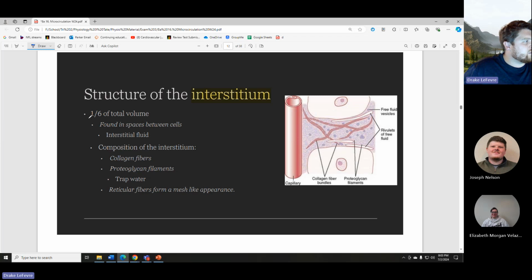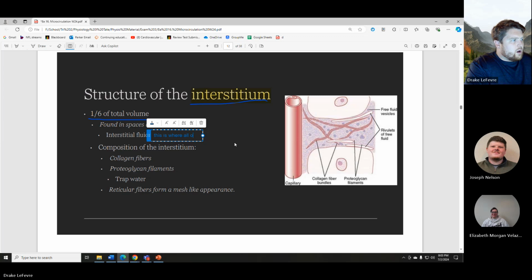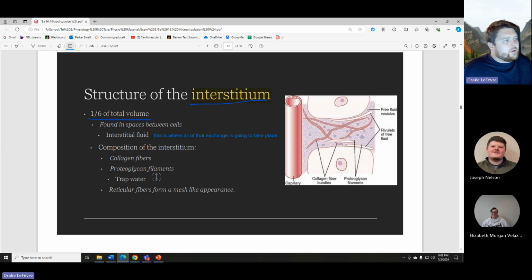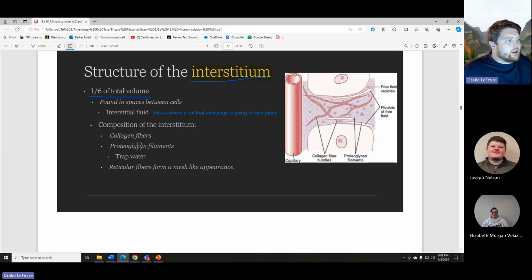So we look over here, it's 1/6 of our total volume. So 1/6 of our entire body is made up of interstitium, between the cells, and there's interstitial fluid. So this is the fluid. I'm going to write this here. This is where all of that exchange is going to take place. And we have the collagen fibers and proteoglycan filaments.